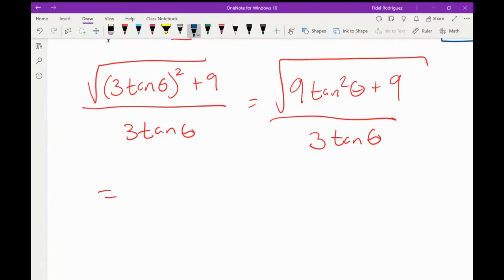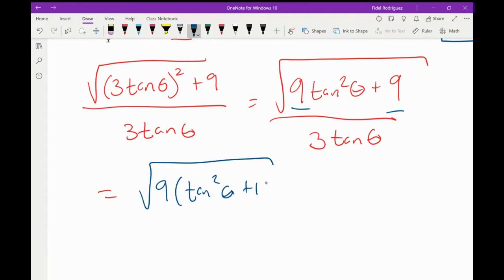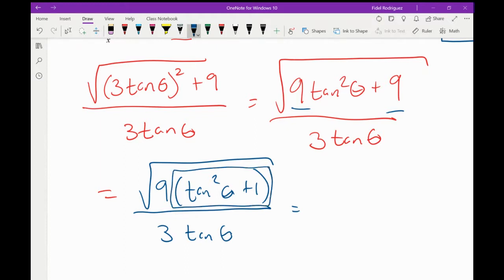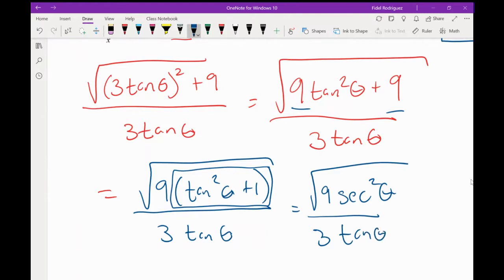What are we going to factor out of the top part? 9, very good. Okay. Now, guys, there should be some kind of a Pythagorean identity involving tangent squared theta and 1. And so I'm just going to pull this up real quick so y'all can see it. Here we go. So I don't have to keep jumping back and forth. If you look right here in the middle, tangent squared x plus 1 is the same thing as secant squared x, right? Okay, so this right here is going to be 9 secant squared theta over 3 tangent theta.